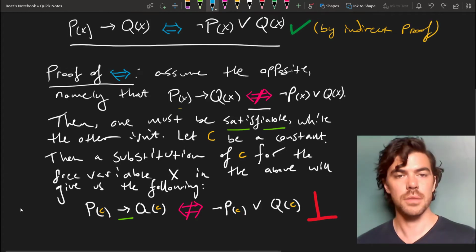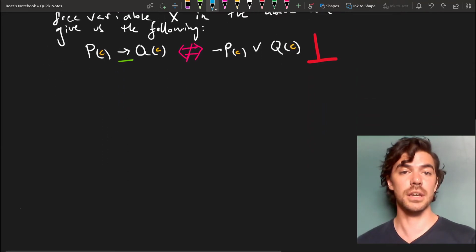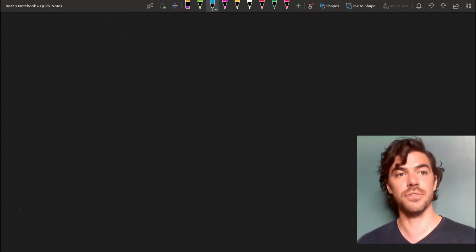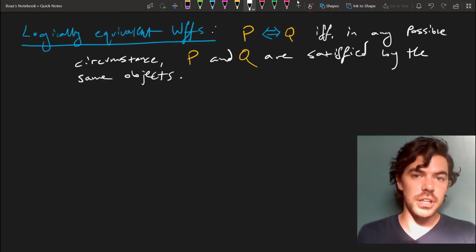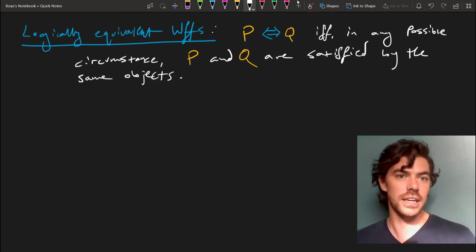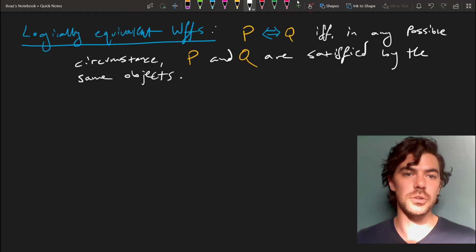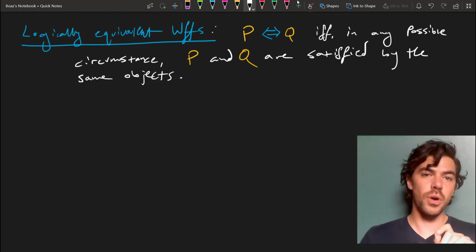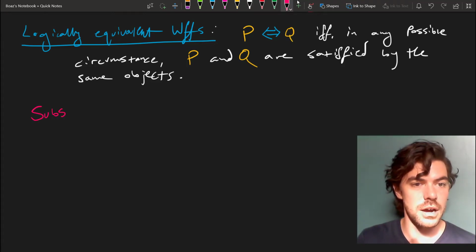More generally, we can say that any two wffs are equivalent just in case they're satisfiable under the same conditions. That is to say, in every possible circumstance, they're both satisfied or not satisfied. Hence, P and Q are logically equivalent well-formed formulas if and only if, in any possible circumstance, whatever objects satisfy P also satisfy Q. That is to say, they're satisfied by the same objects. Now, this doesn't quite get us equivalence for quantifiers, but now we're cooking with gas, because now we can define the notion of substitution of equivalent wffs.